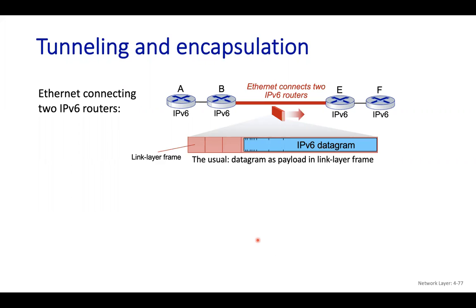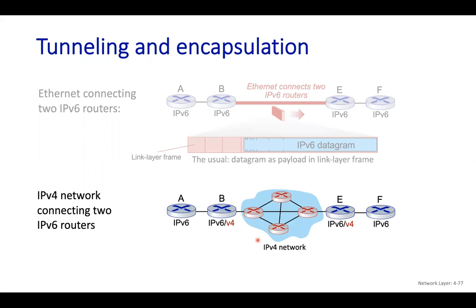If we have something between B and E that is not IPv6, how can we use encapsulated datagrams in the IPv4 format to make it happen? Okay, so this is what I exactly meant. There is some IPv4 network between the two IPv6 routers, okay? So the idea is that we can use IPv4 tunneling. So how would that happen?